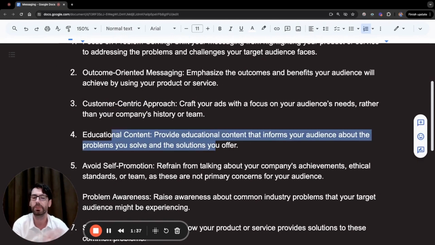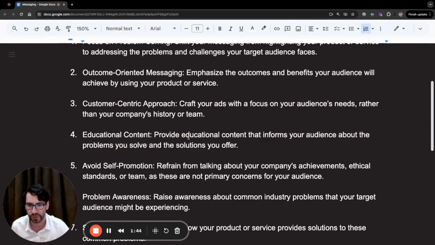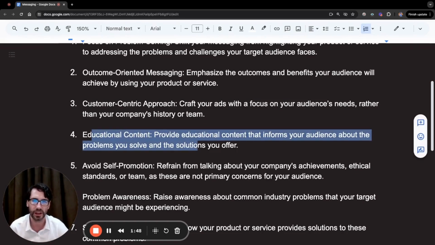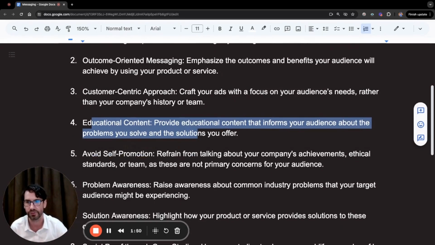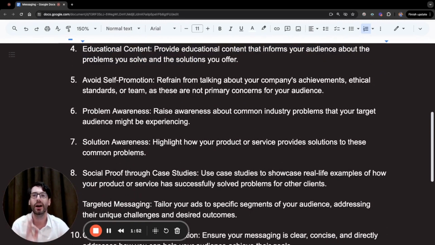Now, you can pump out tons of PDFs, tons of videos around this. There's not enough of this. Every company that I onboard, I don't see nearly enough educational content, which you have to have. Now, please avoid self-promotion. Refrain from talking about your company's achievements or your ethical standards or team. These are not primary concerns for your audience.